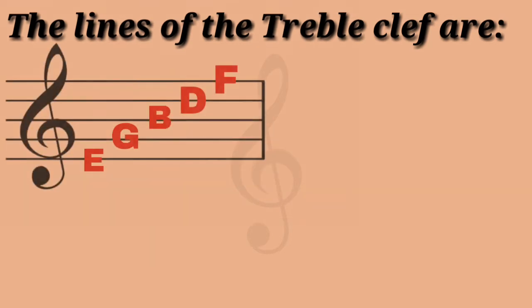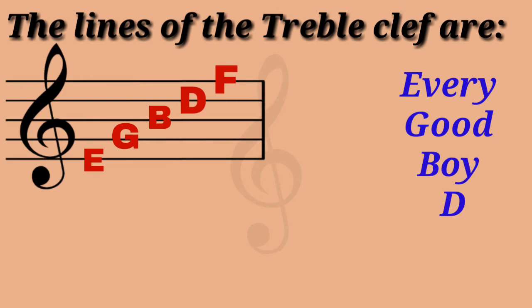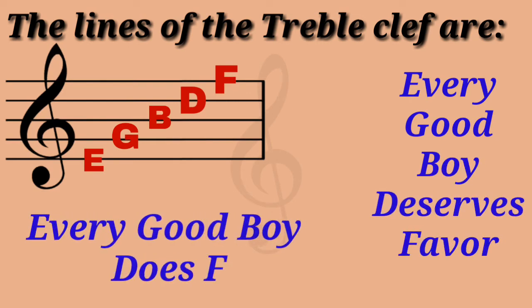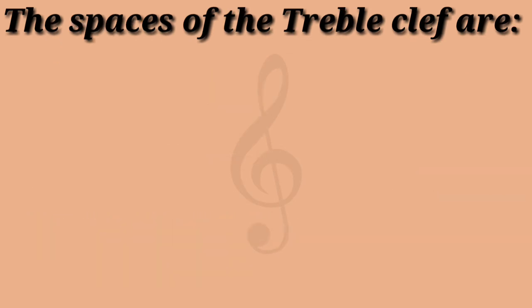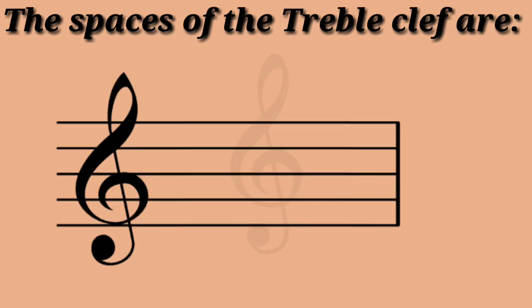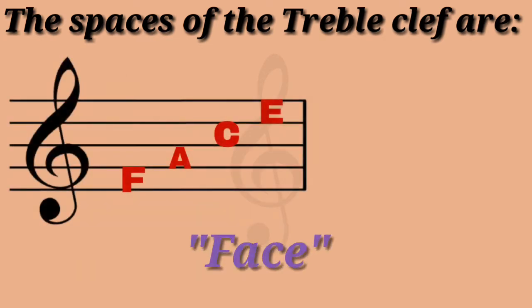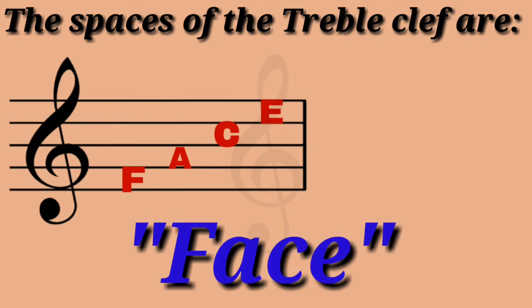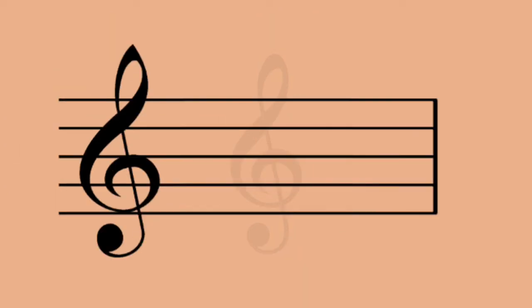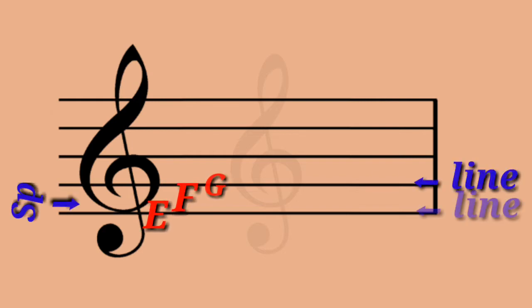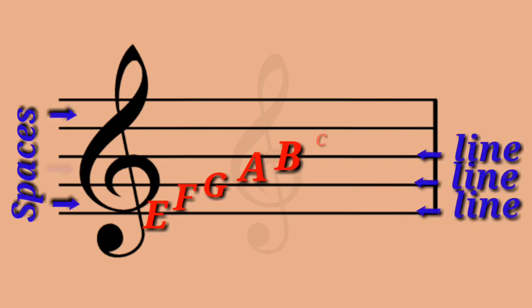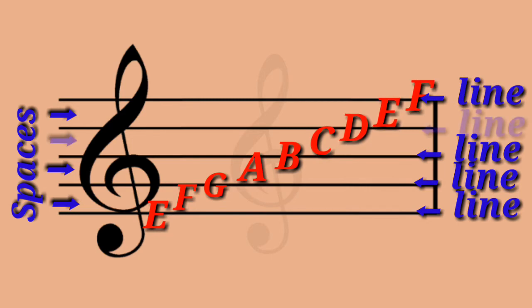You can memorize them with "Every good boy deserves favor," "Every good boy does fine," or any other phrase you want. For the spaces, the first space is F, the second space is A, the third space is C, and the fourth space is E. You can memorize them with the word face or any other phrase you want. So, combining the lines and spaces of the treble clef, we have E, F, G, A, B, C, D, E.